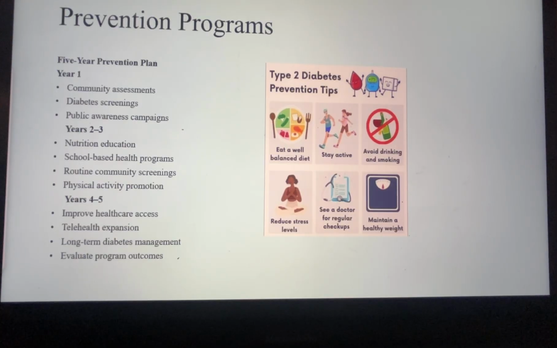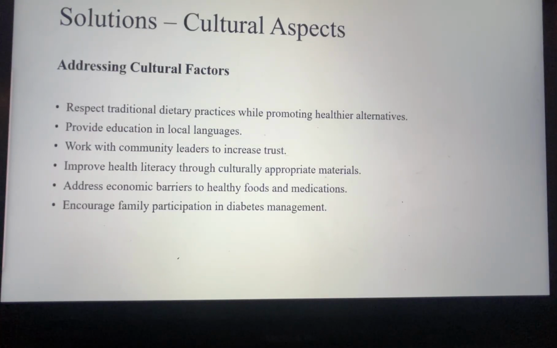And then years 4 and 5, improving healthcare access and resources, telehealth and mobile health care, clinic expansions, long-term diabetes management, and overall evaluating the program outcomes and results, and continuing our research throughout the years to come based on community needs. For cultural aspects, we need to address cultural factors such as respecting traditional dietary practices while also promoting healthier alternatives, especially for those who have specific cultural practices in terms of nutrition.